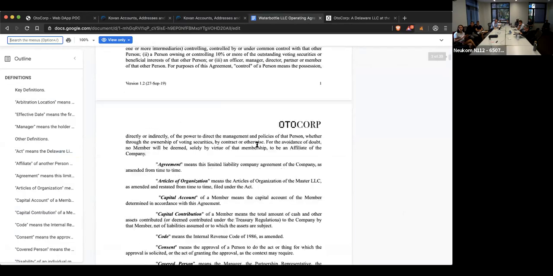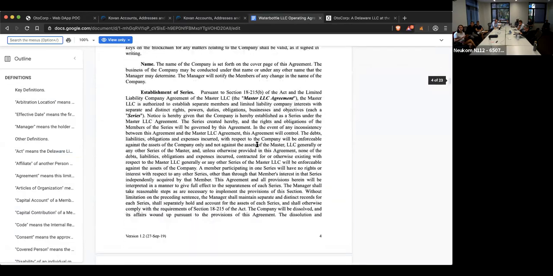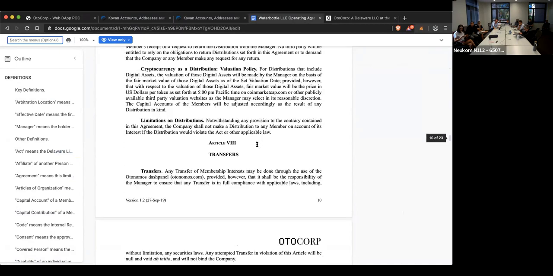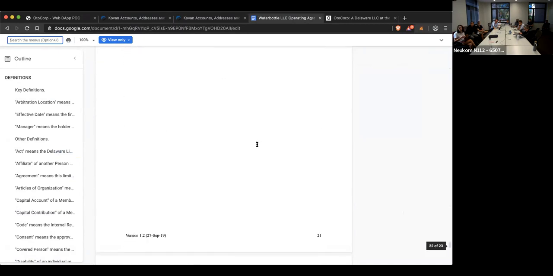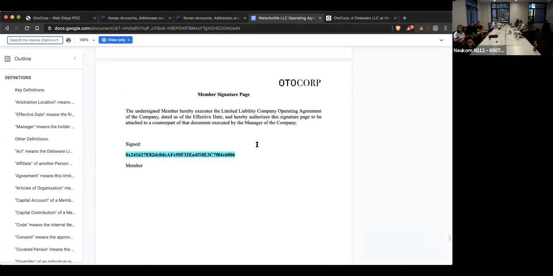There it sits. And this is my operating agreement, sort of pre-populated with the name that we chose, the date of today, and very interestingly, I think, at the very bottom, we have the address that I used to send the one DAI, right?